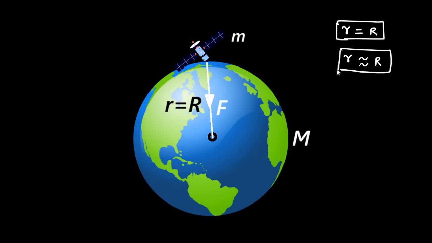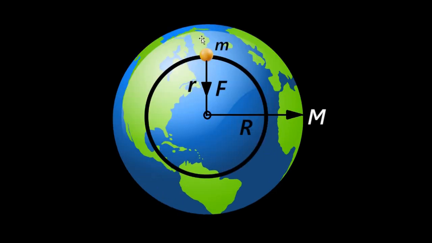Then we have the third case where any point mass is below the surface of the earth. So here we have a point mass small m which is below the surface of the earth, such that the distance between the point mass and the center is small r. So here again shell theorem will come into play.